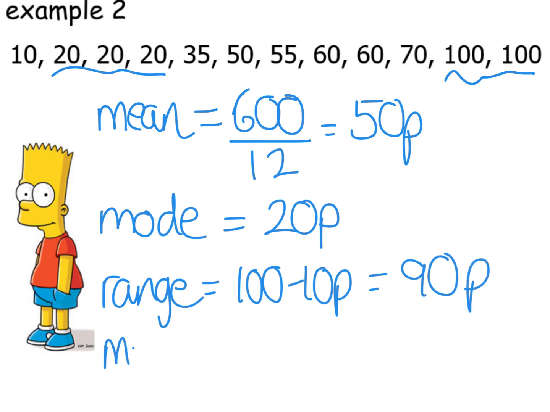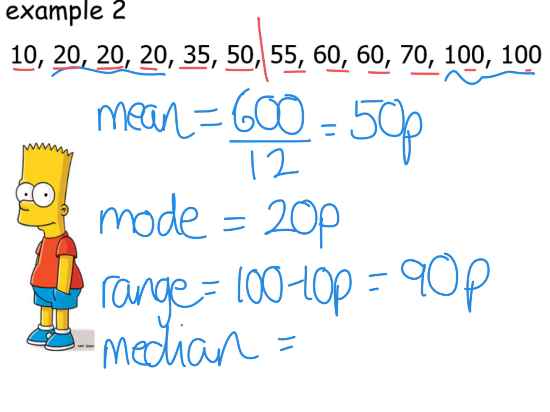And then the last one, the median, is the middle. Now we have got 12 numbers. So you can count in from each end, or you could split 12 into 2 groups. 2 groups of 6, nobody left over, so there's no middle value. So I go 1, 2, 3, 4, 5, 6, I put a line, and I double check 1, 2, 3, 4, 5, 6 on the other side. So I found the middle. So my median is between two numbers again. So between 50 and 55 will be 52.5 pence.